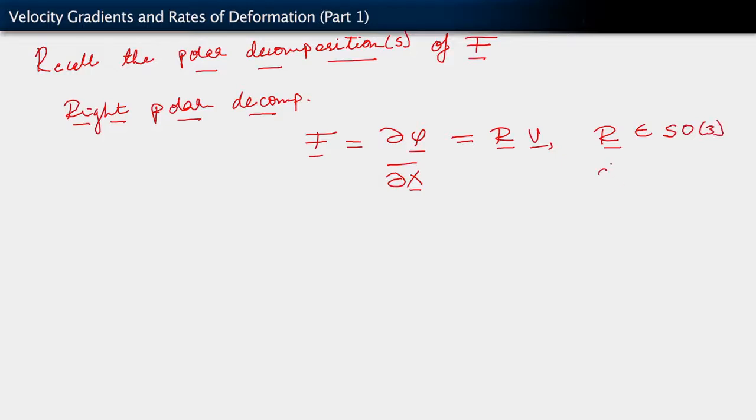right? We also saw in response to a question that the determinant of R equals 1, because in general SO3 admits determinants of plus or minus 1. We also saw that U belongs to the space of symmetric tensors in 3 dimensions, and in particular the space of symmetric tensors with positive determinant. Okay, so R is the rotation and U is the stretch.